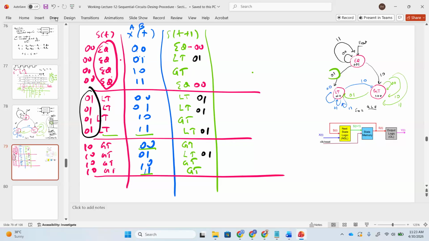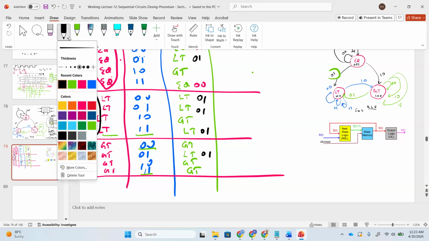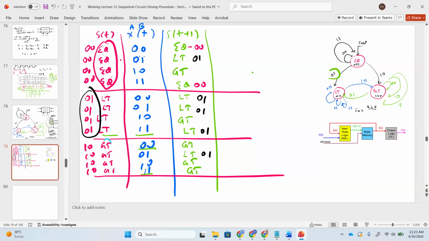And now for the GT, I'm using another color. So now basically, let's assume I'm making this color. So GT is 1, 0. So GT is 1, 0, 1, 0, 1, 0, 1, 0. Any question? Clear or not clear? Clear. Okay.